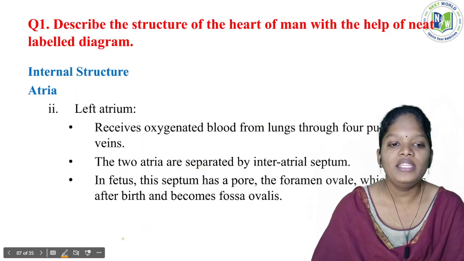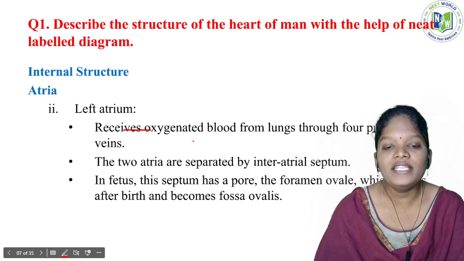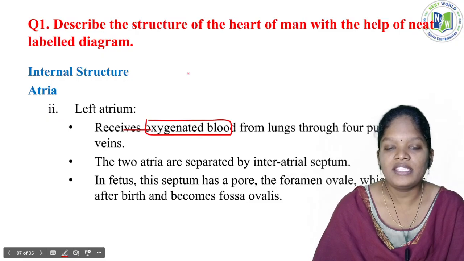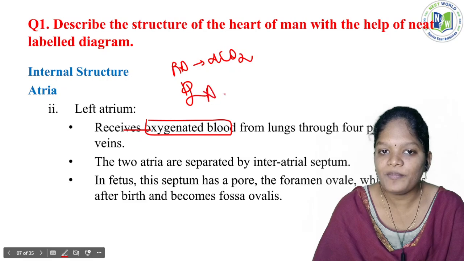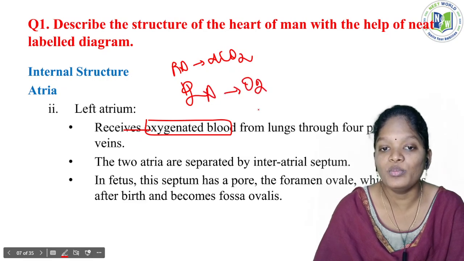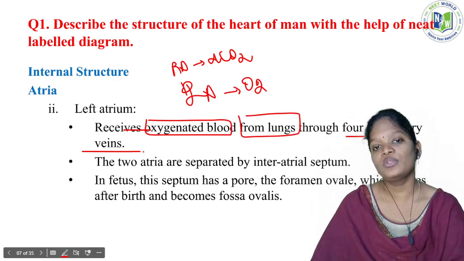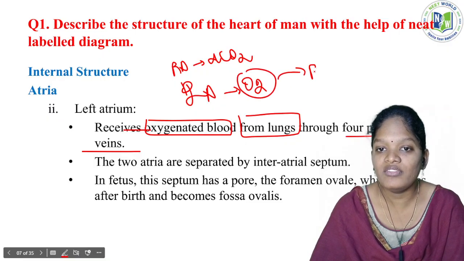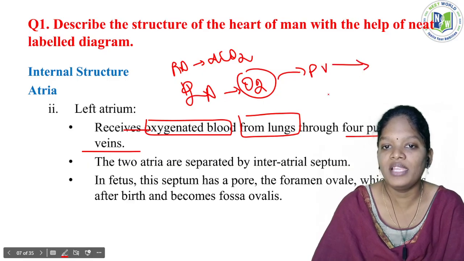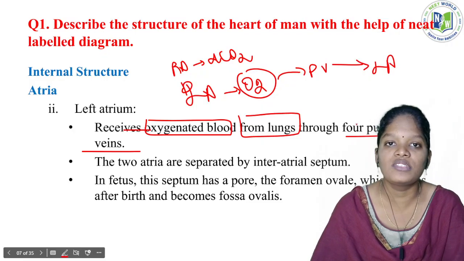Now in the left atrium, it receives the oxygenated blood. Right atrium is receiving the deoxygenated blood. So the left atrium is receiving the oxygenated blood from whom? From the lungs, through 4 pulmonary veins. You should know that from the lungs the oxygenated blood is carried by the pulmonary veins. So these pulmonary veins deliver the oxygenated blood from the lungs to the left atrium. This is an important point.